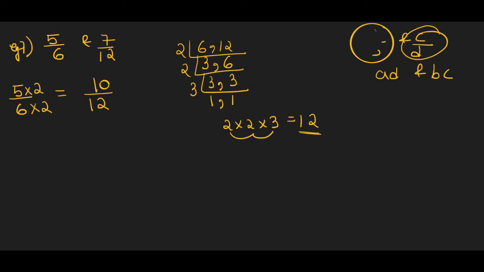And when we look at 7 upon 12, it is already 12, so now they are both like fractions. As we can see here, children, 10 upon 12 and 7 upon 12: the numerator of 10 upon 12 and the numerator of 7 upon 12, 10 is greater than 7. Therefore, 10 upon 12 is greater than 7 upon 12.